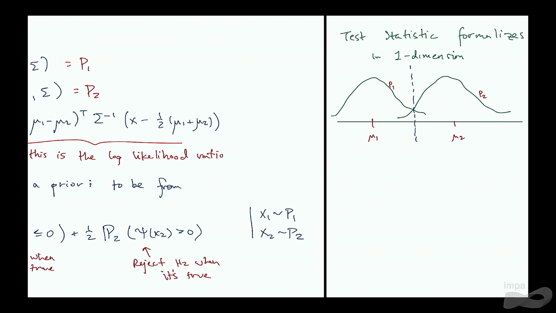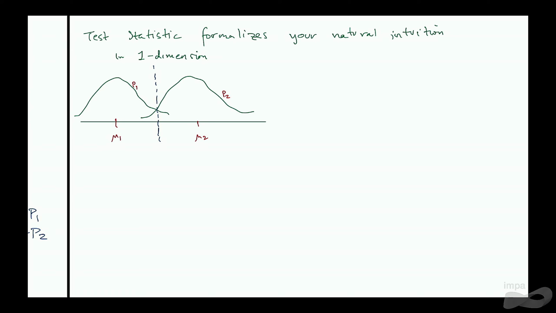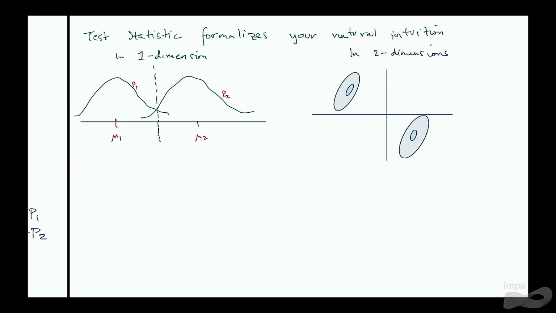If you look at this test statistic, it's literally just saying which side of the line we are on. And you can extend this to 2 dimensions. Now the Gaussian distributions are going to be like little mountains, so maybe if we draw density regions, I'm not drawing this great, the test statistic again figures out which center we're closer to.